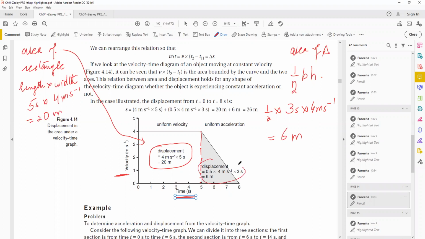So the total area under the curve will be equal to 20 plus 6. This is equal to 26 meters. So you have your answer here. Is that clear?